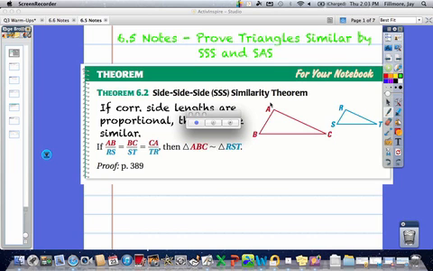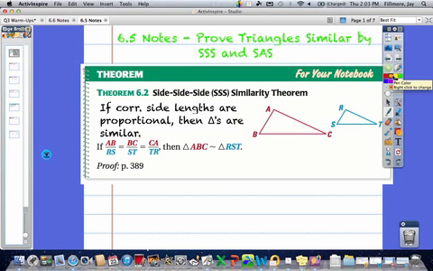Gentlemen, today we are talking about section 6.5, which is proving triangles similar by SSS and SAS. Now don't let the title fool you. We're not doing formal two-column proofs. We are doing informal explanations, explaining or proving or showing the triangles are similar.